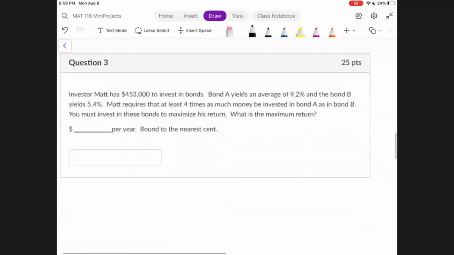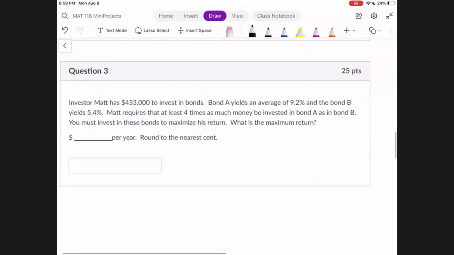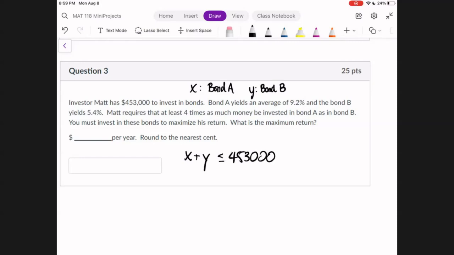The third question is kind of like the previous one, but now what is the maximum return? So I have 453,000 to invest in bonds. If X is bond A and Y is bond B, then X plus Y has to be less than or equal to the total amount of money I can invest. And we know they have to be positive, so I can write that X and Y both have to be greater than 0.